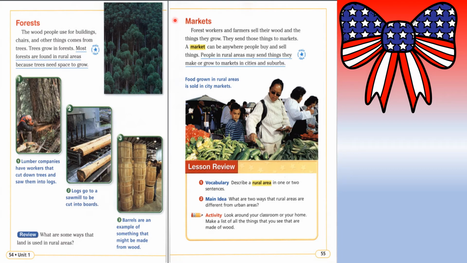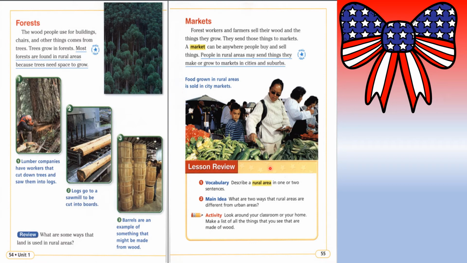Markets. Forest workers and farmers sell their wood and the things they grow. They send those things to market. A market can be anywhere people buy and sell things. People in rural areas may send things they make or grow to markets in cities and suburbs. Food grown in rural areas is sold in the city markets.